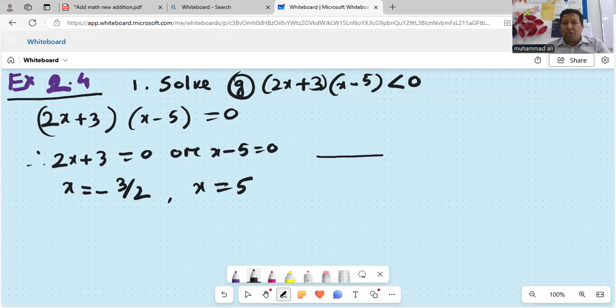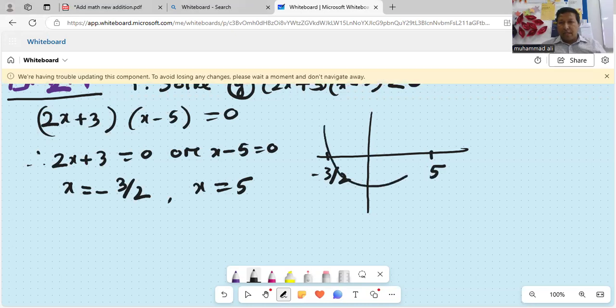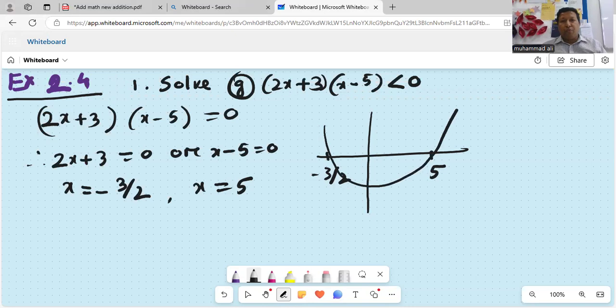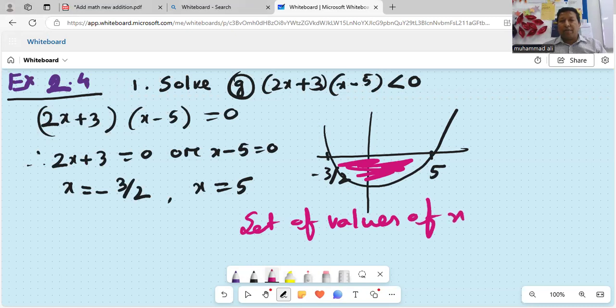Obviously, this curve is U-shaped because the x squared coefficient is positive. So minus 3 by 2 and 5, this curve will pass through the x-axis. So this is a U-shaped curve. What do we want? Where the curve is less than 0, that means negative, below the x-axis. This part is below the x-axis. So the set of values of x where the curve is negative is x greater than minus 3 by 2 and less than 5.